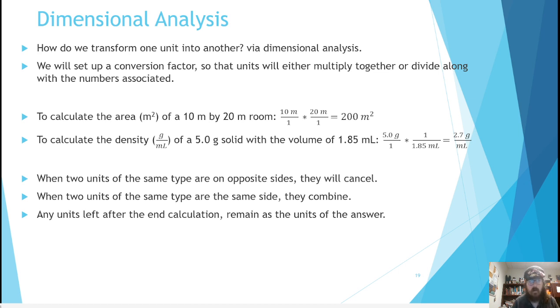So if I calculate the area of a room, area is length times width. However, if I'm given the dimensions of the room, 10 by 20, and I'm told the area is in meters squared, I know 10 meters times 20 meters is going to be 200 meters squared.